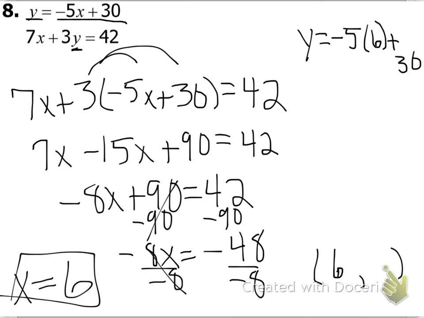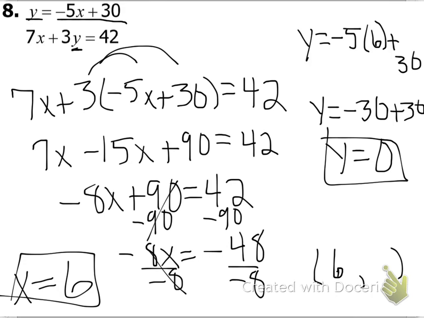So I get y equals negative 5 times 6 plus 30. What's negative 5 times 6? Negative 30. Negative 30 plus 30? 0. Can my answer be 0? Yes, it can. Once again, please write your answer as an ordered pair. So my answer for number 8 is (6, 0). Are there any questions on that? Making sense? Kind of a lot of work, but once you get into the groove of things, it goes kind of quick. Okay? Can I move on?